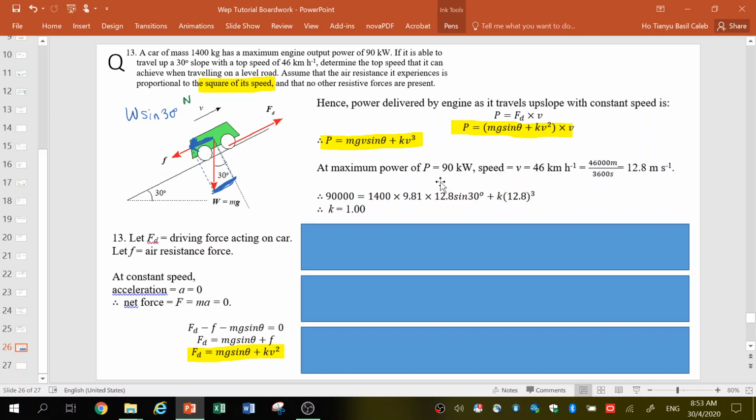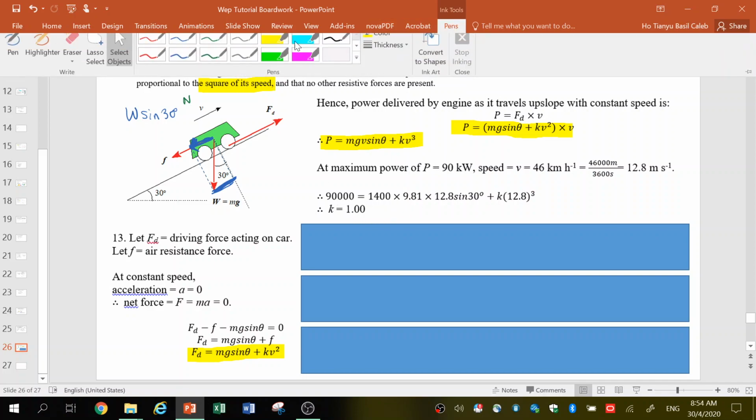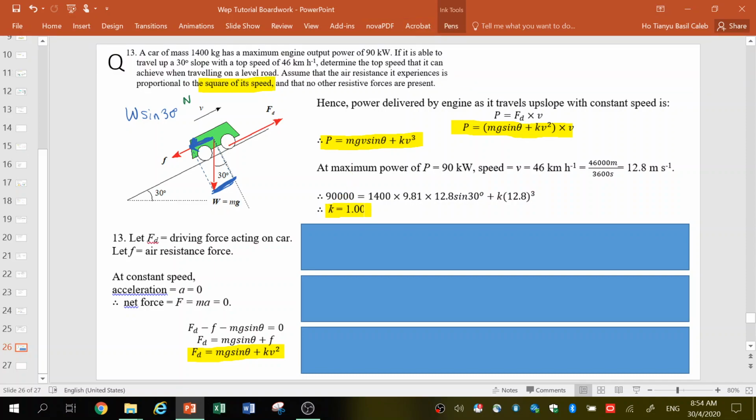What's next? We now sub in the values to find the value of k, because this is the general formula for all situations of different slopes and different velocities. k is a constant, so if you sub in these values, you get k equals 1. Very nicely, the question setter has set it as k equals 1.